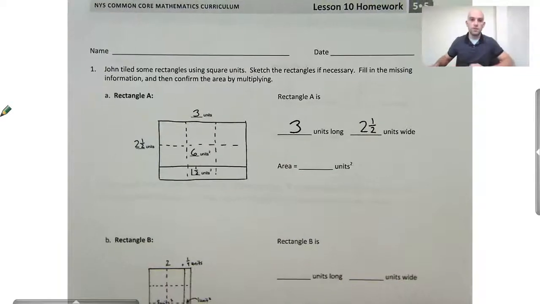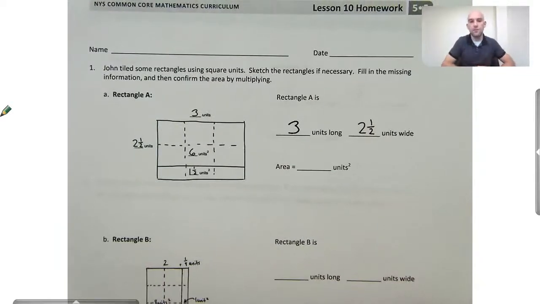So let's look at the first one. It's kind of been started for us here. It says, John tiled some rectangles using square units. Sketch the rectangles if necessary. Fill in the missing information, then confirm the area by multiplying. So we have 3 units by 2.5 units.